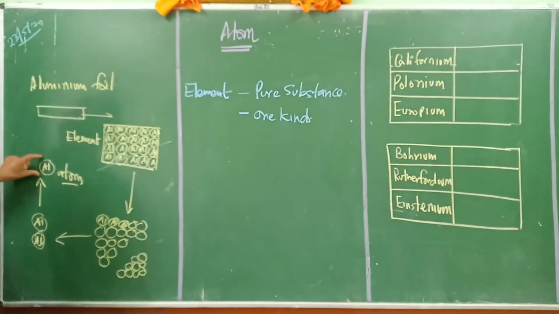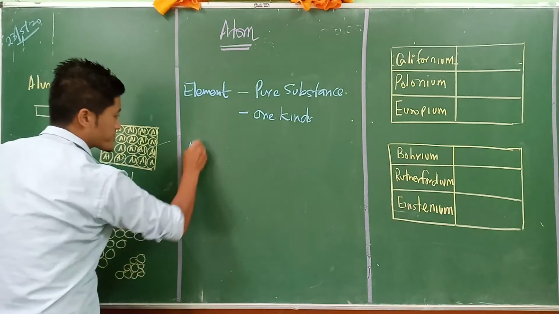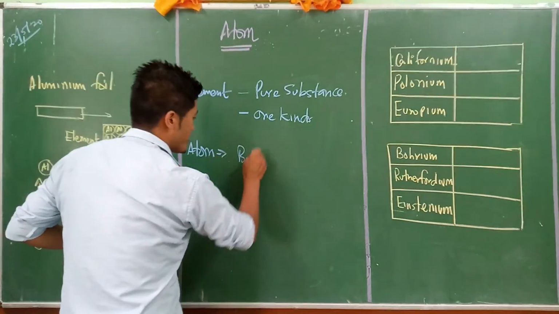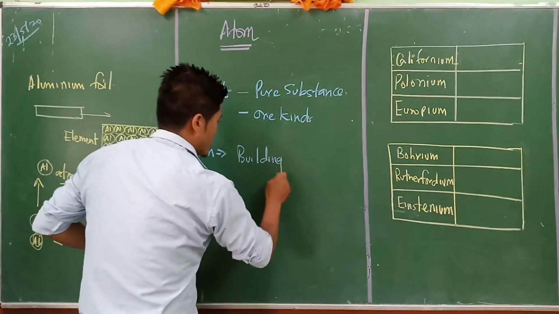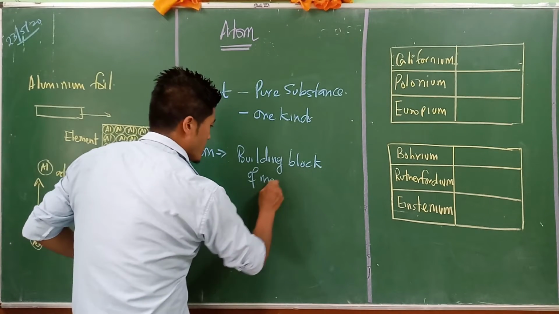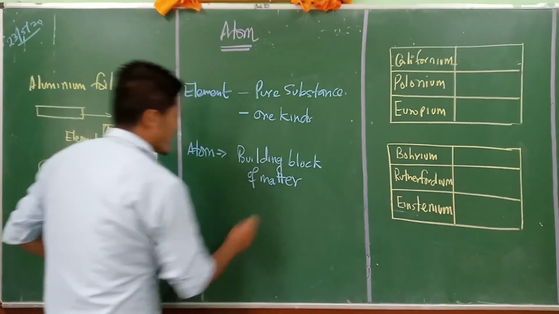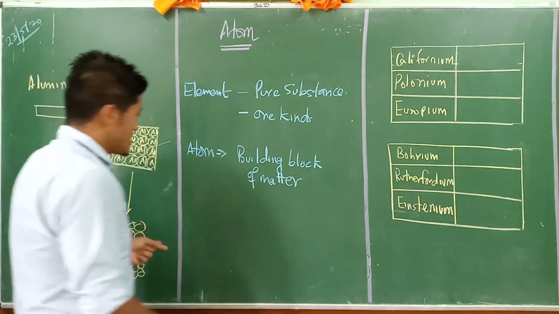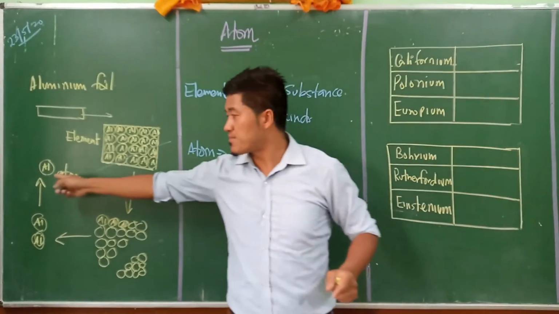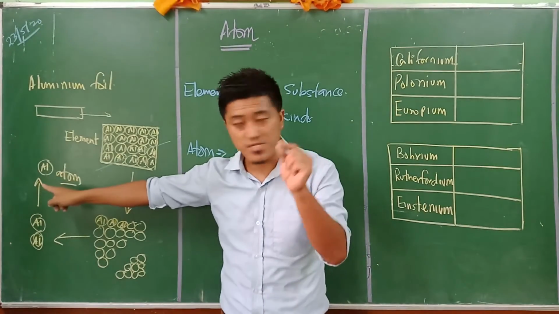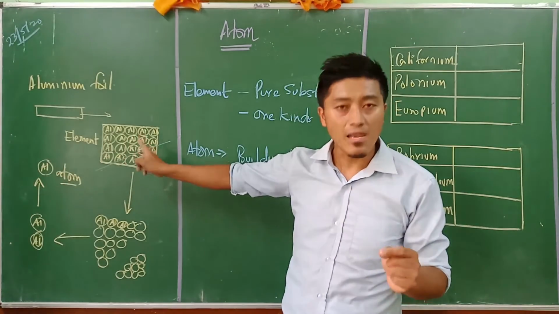Now, as in the case of the atom here, what is an atom? They are the building block of matter. Building block of matter. Okay? And secondly, in the case of the atom, what we can conclude is that this particular atom, the aluminium atom, should have similar properties to that of the aluminium element.